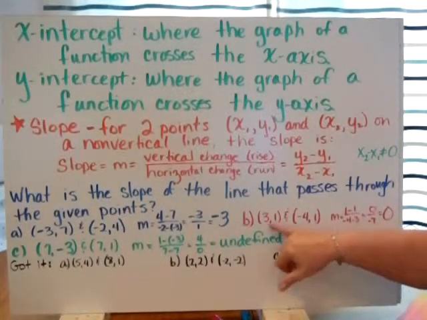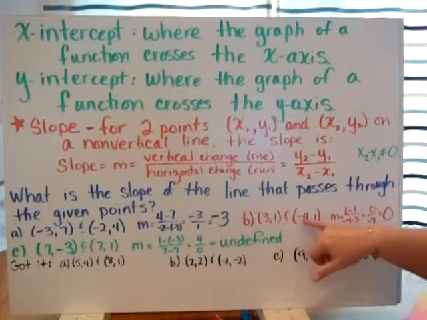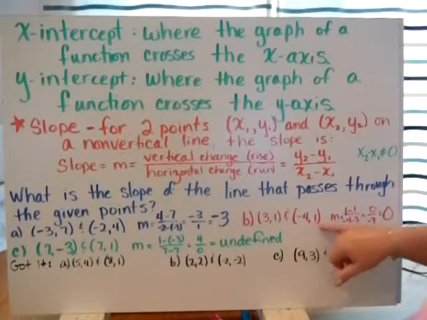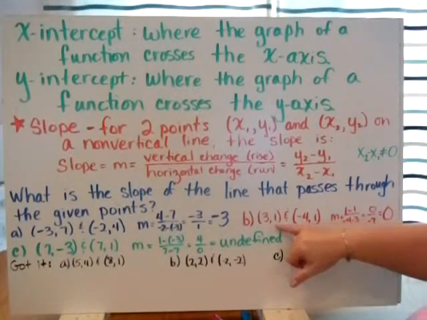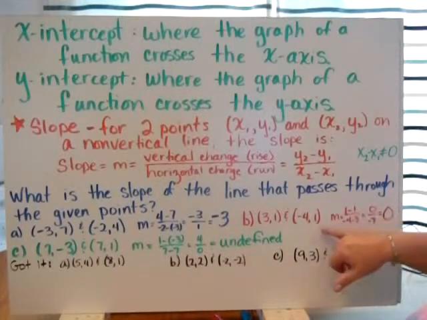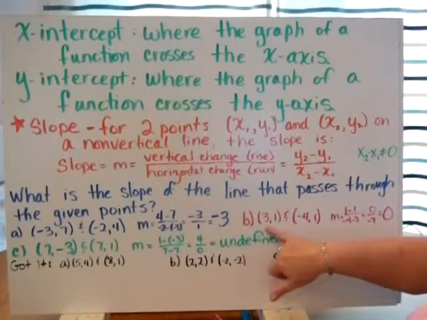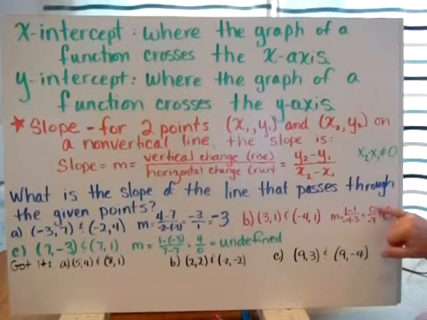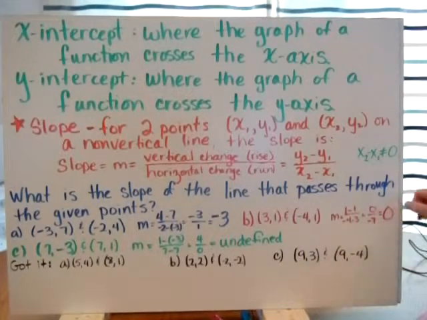Our second set of points, the first point is 3, 1, and the second point is negative 4, 1. So we have 1 minus 1 divided by negative 4 minus 3, which gives us 0 over a negative 7, or a slope of 0.